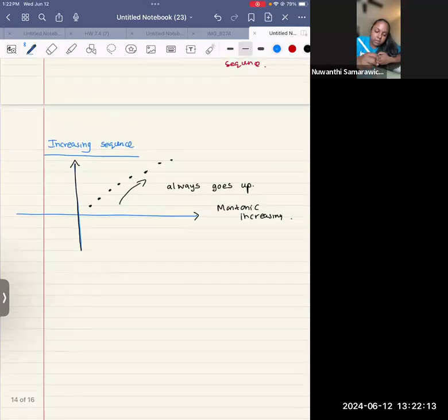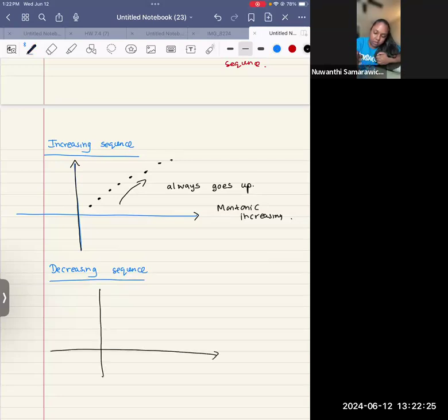But what about if it is a decreasing sequence? Let's visualize this. The decreasing sequence always decreases. Whenever n goes to infinity, you get lower values. So this is always decreasing. Goes down.